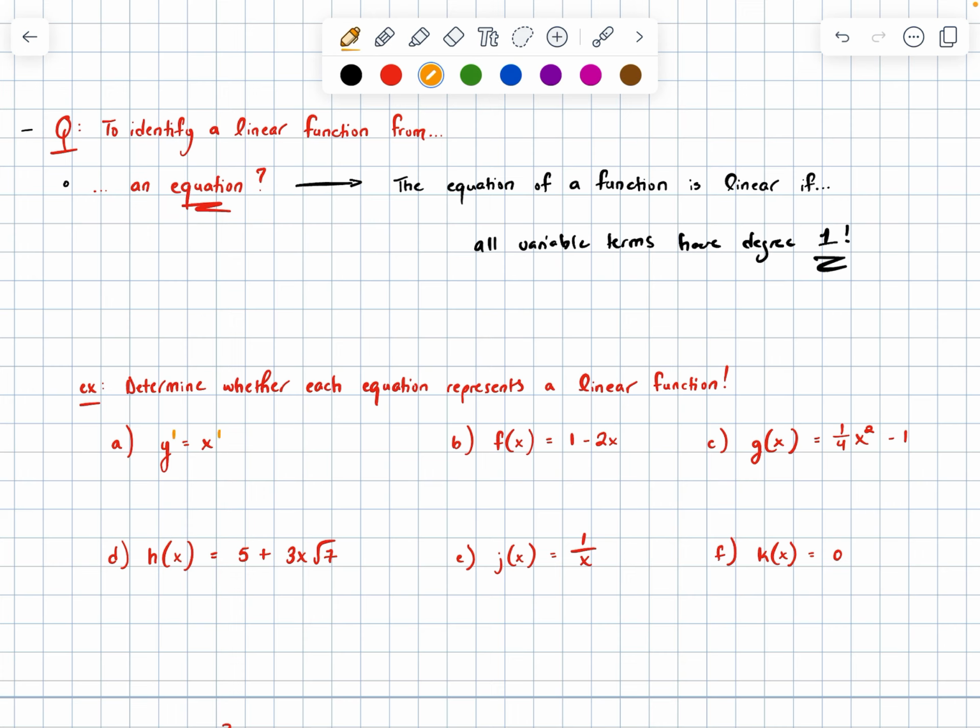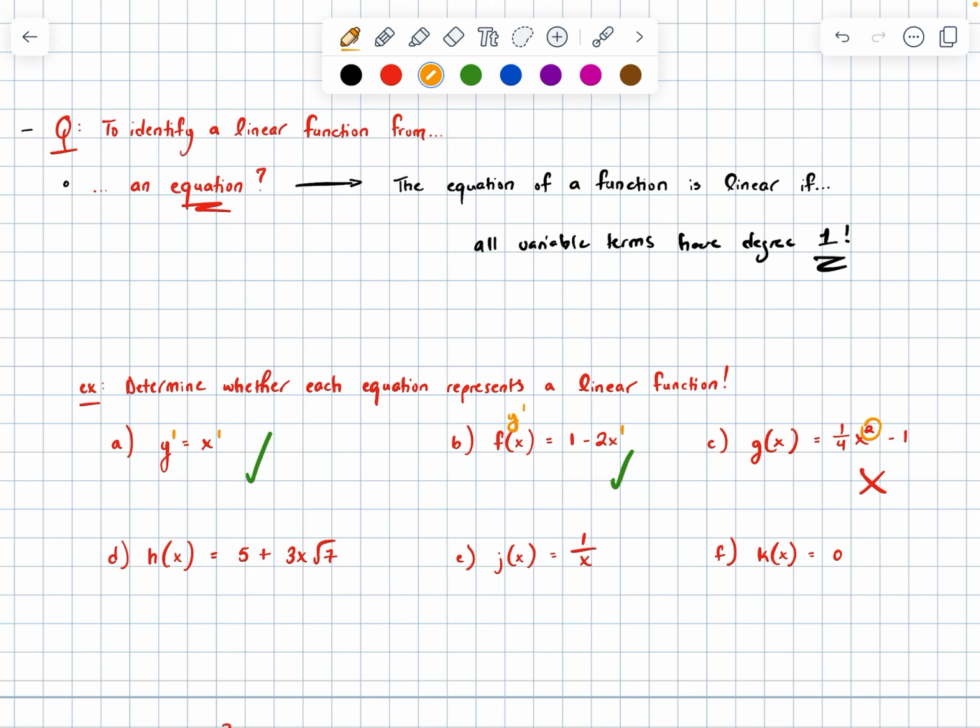And stop. Well, y equals x. y has an invisible exponent of 1. x has an invisible exponent of 1, the degree of this guy is 1. It is indeed linear. Same thing for b, right? f of x is really just y, and y has an invisible exponent of 1. This 2x also has an invisible exponent of 1. This guy is linear. Now for c, hopefully you can immediately see this x squared is going to disqualify me.